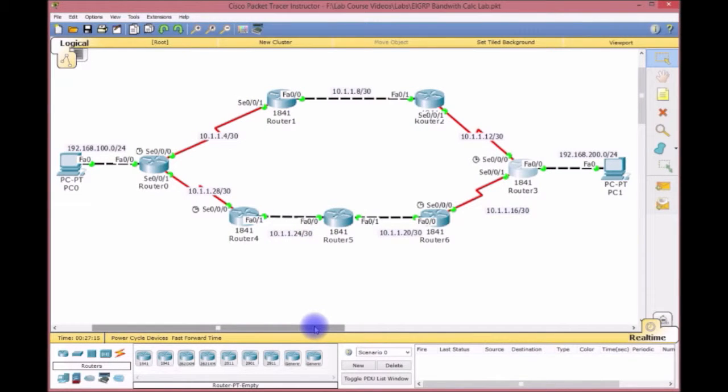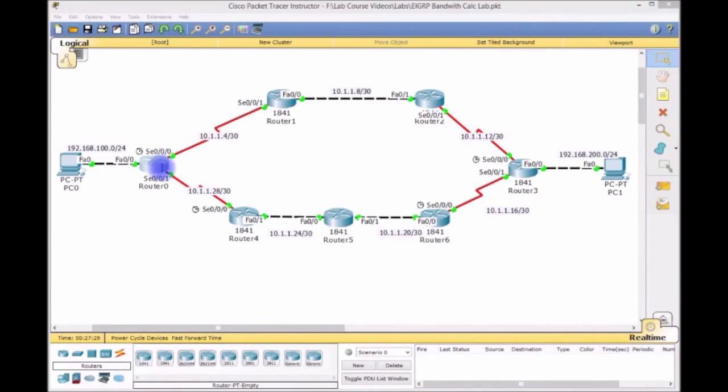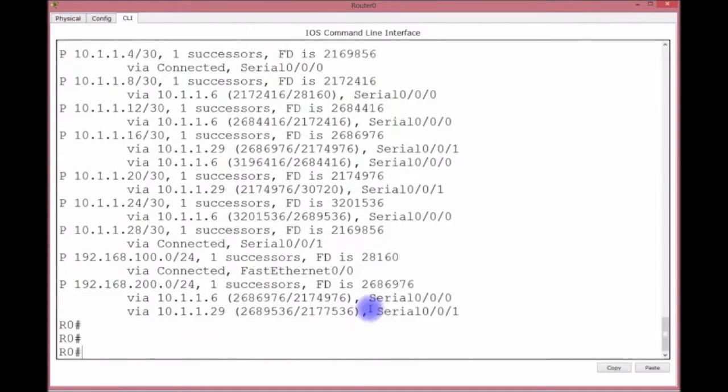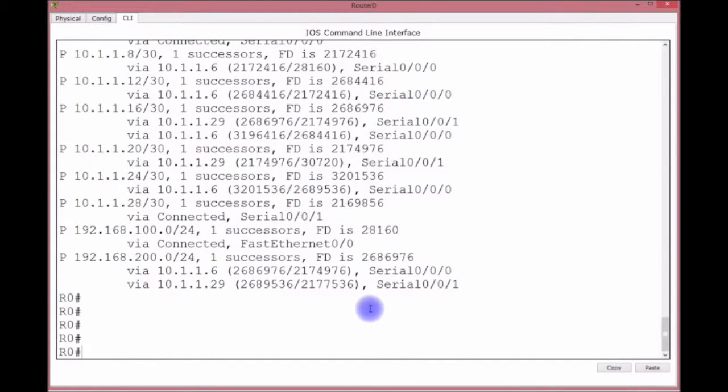So what we're going to do is manipulate the bandwidth. It's something that you really don't do in a real world environment. You will really manipulate the delay. But for your CCNA certification, bandwidth is what you're manipulating, okay? So you're going to go in here, and we're going to take a look at the bandwidth. And how would you look at that?